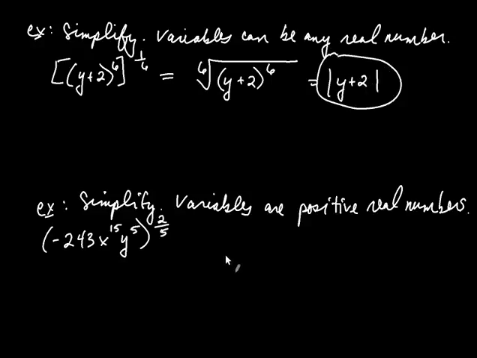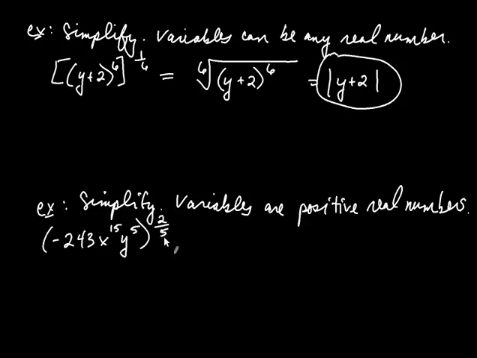Okay, let's try another one. So once again, simplify. But in this problem, we're told that variables are positive real numbers. And that means you're never going to get an answer that's negative due to the variable. So you don't have to worry about the absolute value. So the instructions here are different than in the previous problem.